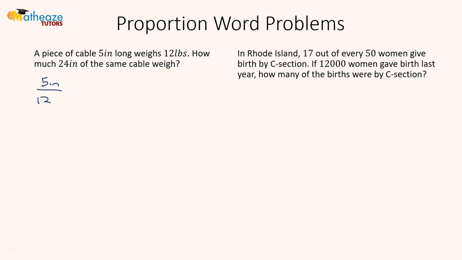This question states that a piece of cable 5 inches long weighs 12 pounds. How much will 24 inches of the same cable weigh? So we're going to use our cross product. 5 times x equal to 12 times 24. You divide by 5, divide by 5.